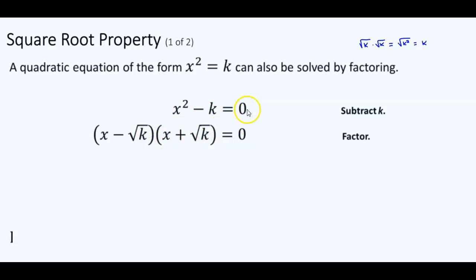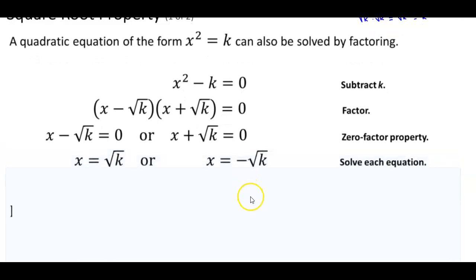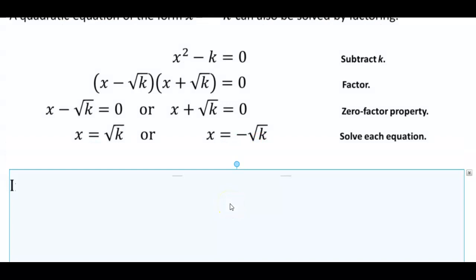Now again, we're using the 0 factor property, and so now we can set both of these equal to 0. So we would say that x minus the square root of k is equal to 0, or x plus the square root of k is equal to 0. And then we're going to add the square root of k to that side, and subtract the square root of k from that side. So then what we end up with is the following solution. We get x equal to the square root of k, or x is equal to the negative square root of k. So what does that tell us?